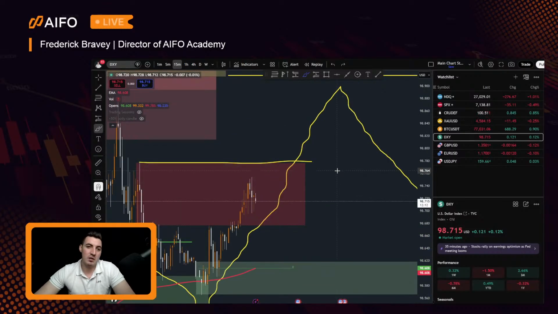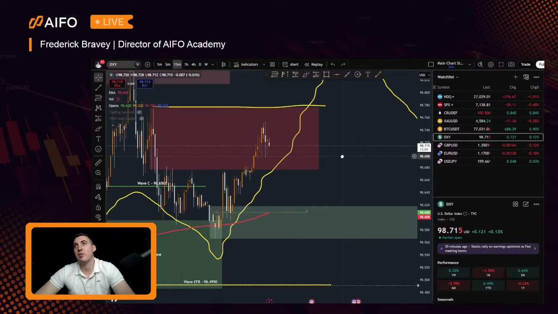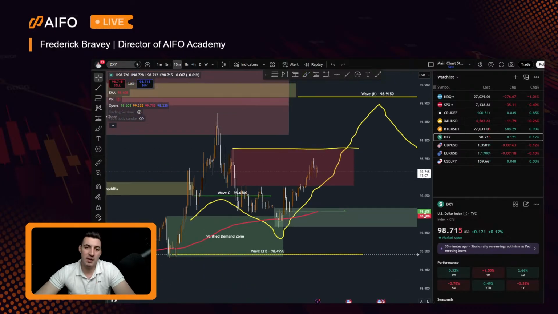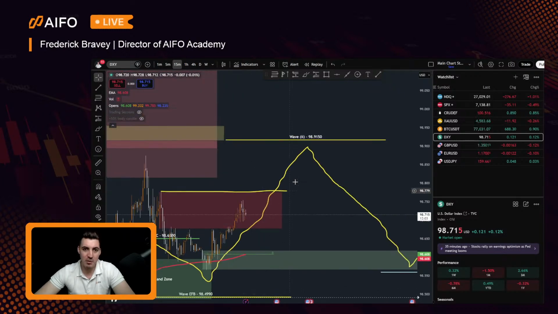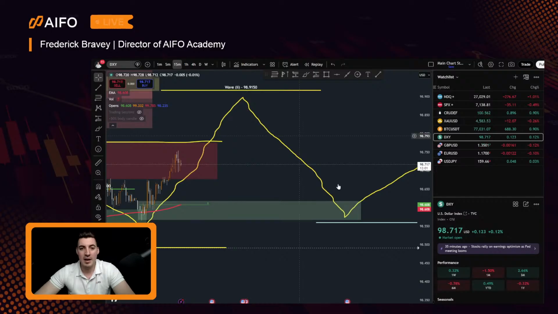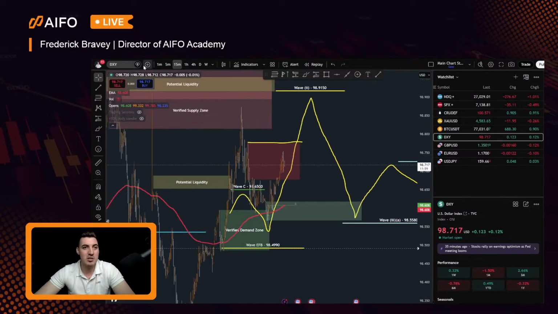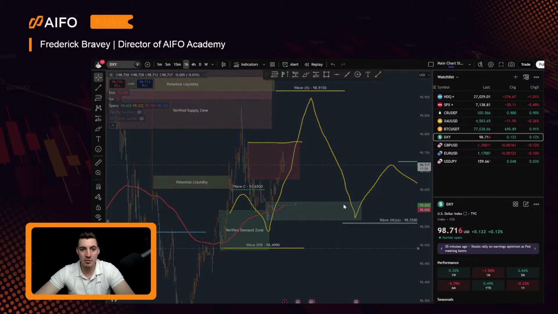So long-term and short-term bearish on DXY. It needs to come back down again before it can push itself back up, and then we may see this type of reaction. Let me jump out to the higher time frames because I've already put in a potential forecast on how the DXY is going to react throughout this week.